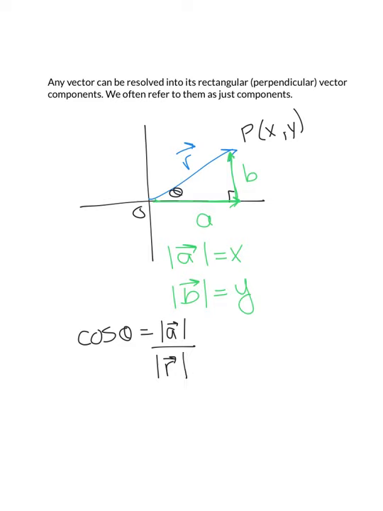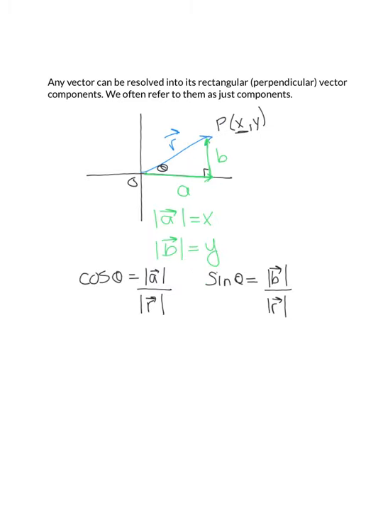Now what I can do is rearrange this formula to get A by itself, or in this case just my x value. And I can do the exact same thing with sine. So sine of theta we know is opposite over hypotenuse. So the magnitude of vector B divided by the magnitude of my resultant, or vector r. Sorry, I just had to make things a little bit smaller there. So I'm going to go ahead and rearrange these like I was saying earlier.